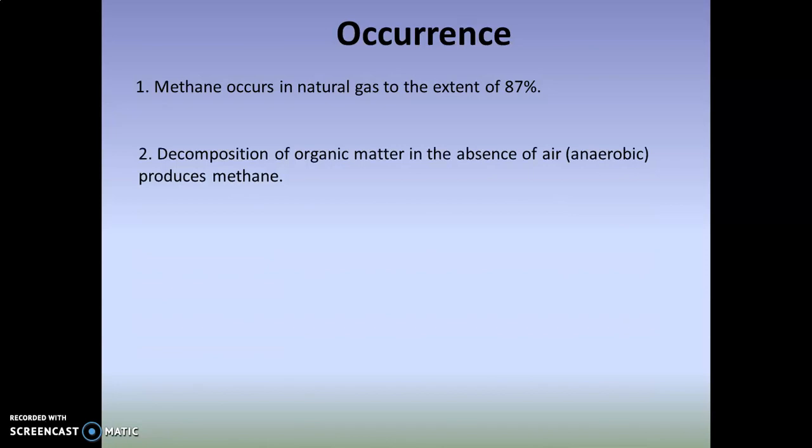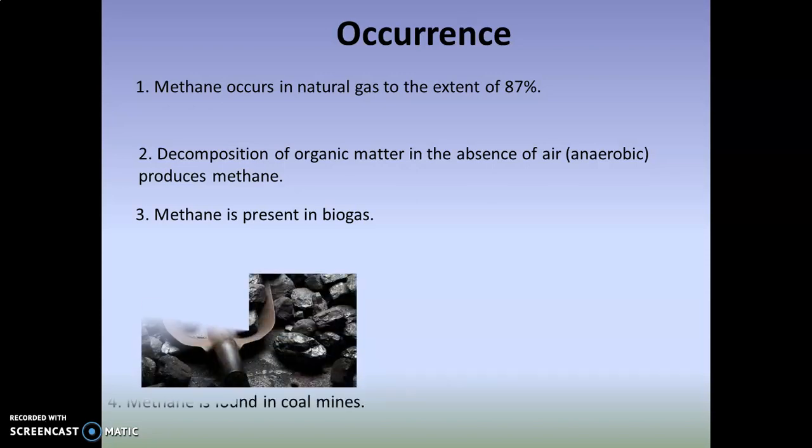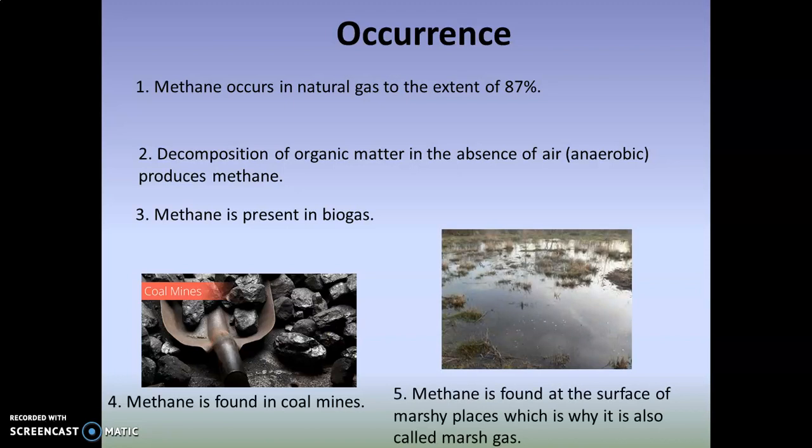Decomposition of organic matter in the absence of air, that is anaerobic, also produces methane. So any organic matter that dies and decomposes in less air gives out methane. Then methane is also present in biogas. The biogas that we use is produced by animal dung, and methane is present there. Then it is also found in coal mines. In coal mines, we have studied about coal. So in coal mines also methane is present, and it is also found at the surface of marshy places.